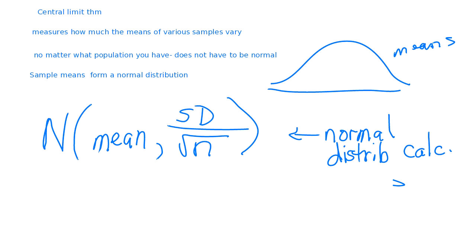So, central limit theorem. And I have clues on when you use this. This theorem measures how much the means of various samples vary. So what you would use this for, no matter what sample you're taking, whatever population you have, let's start with the population. No matter what population you have, it does not have to be normal. It could be normal, but it doesn't have to be.